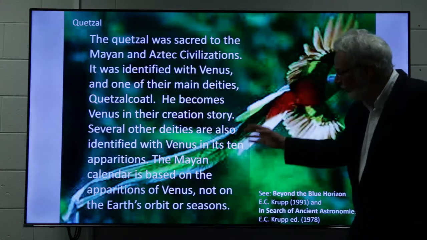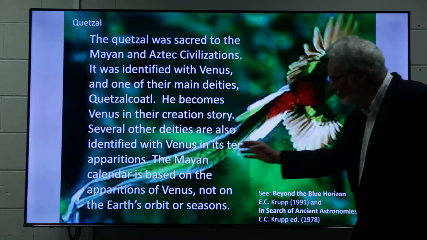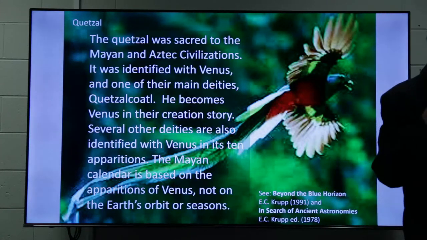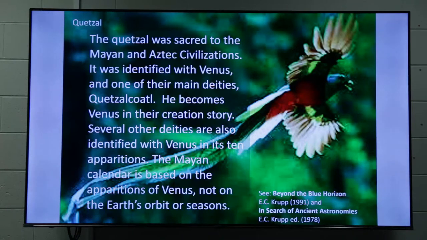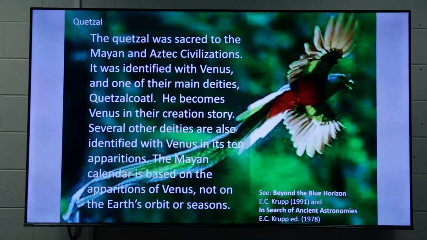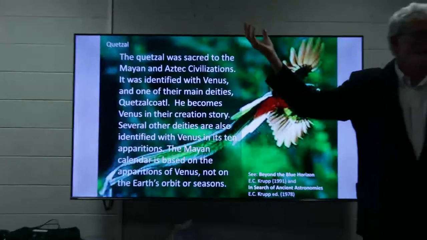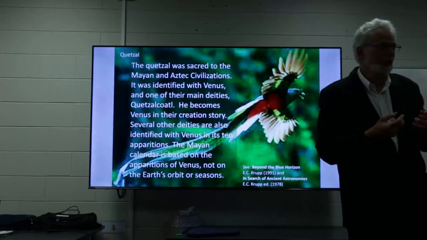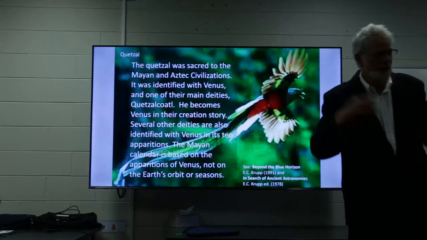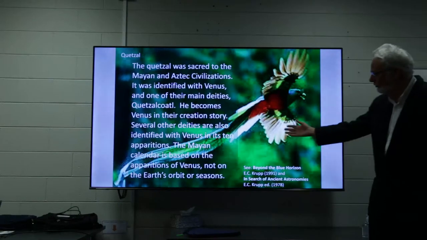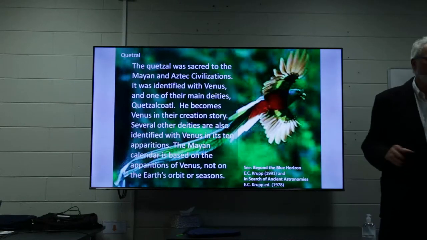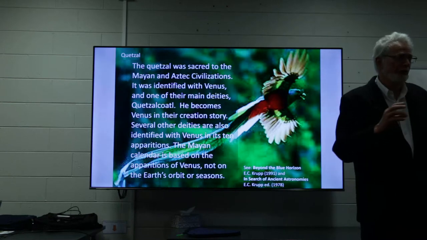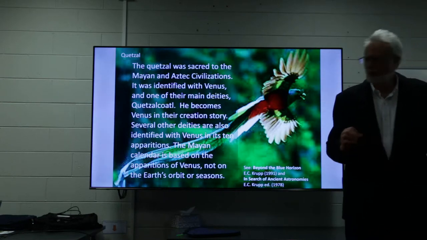Several deities are identified with Venus in its 10 apparitions. See, Venus goes through 5 synodic periods in the cycle, but that means there's 10 apparitions, one in the evening, and we're at the extreme of that, then there'll be one in the morning. And then when it comes back again, that's the end of one synodic period. It does that evening and morning 5 times over, or 10 apparitions. That was so important to the Mayans that they had a different god for each of those apparitions.